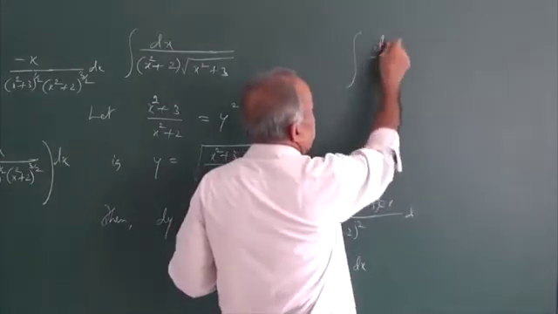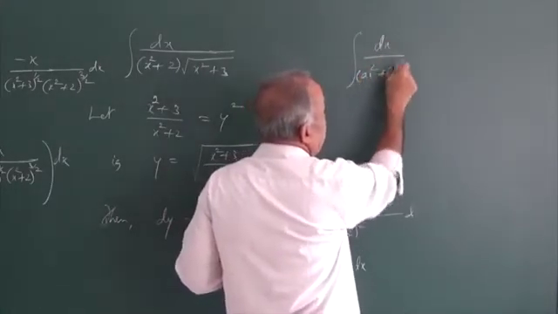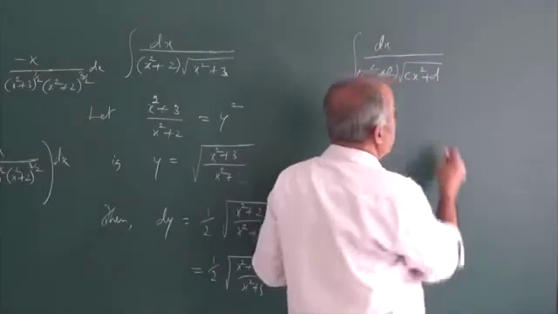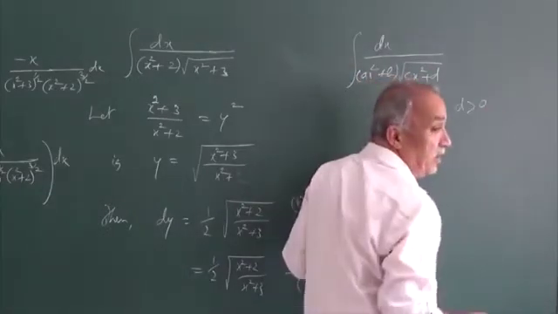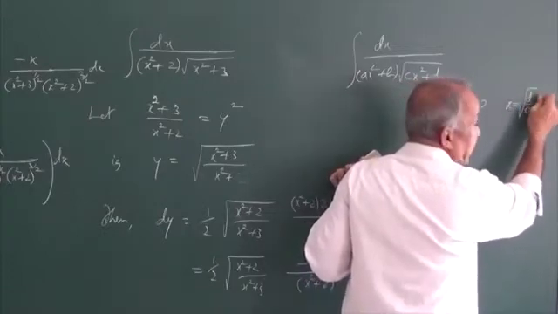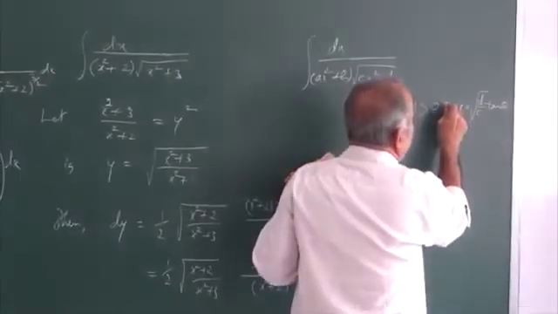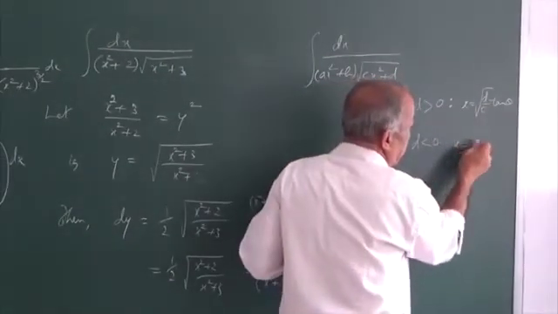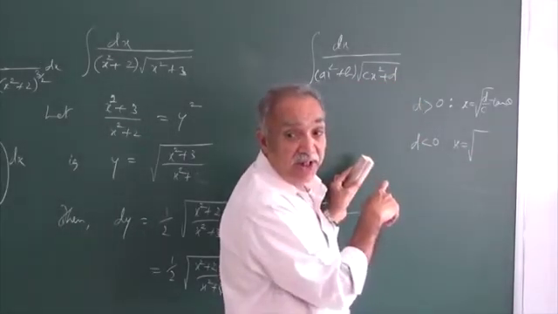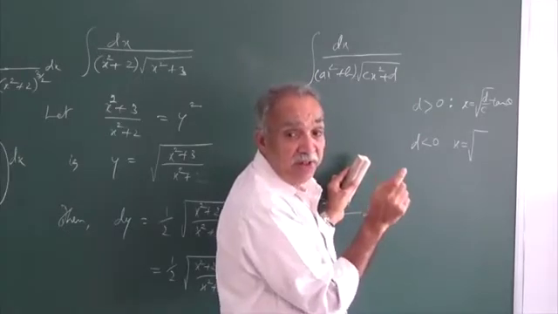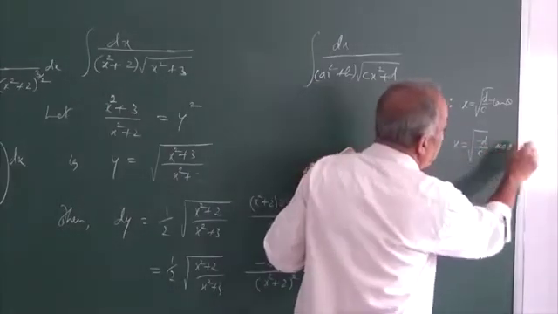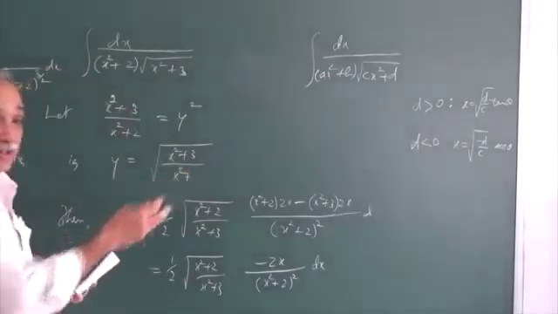If the situation is dx by ax square plus b into root of cx square plus d, one other usable substitution is, depending on the sign of d: if d is positive, x is equal to root of d by c tan theta, and if d is negative, x is equal to root of minus d by c, we are assuming d is negative, otherwise root of d by c will not have meaning. Okay, minus d by c, what function? Secant theta.